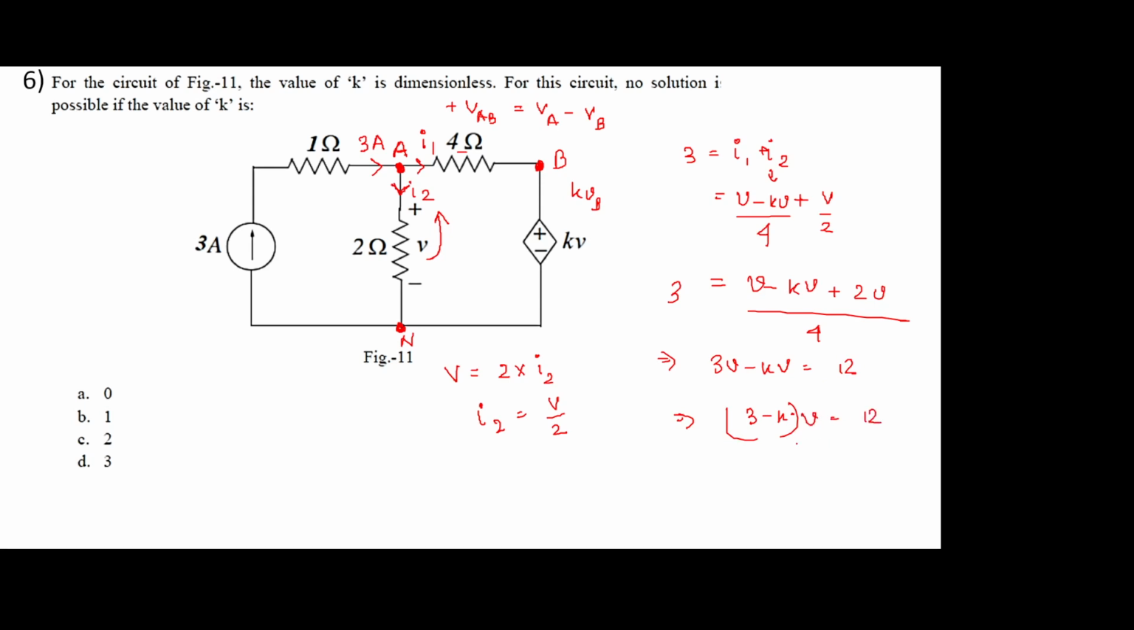Now can you suggest what will be the value of K when this will have no solution? That means this equation will render invalid. What could be the only possible value of K for which this equation will be invalid? Can anyone speak up? 0. No, look, let's assume K is equal to 0, what will be the equation? 3 minus 0 times V equal to 12. So it will be 3V equal to 12. V will have a certain value, that is 4.